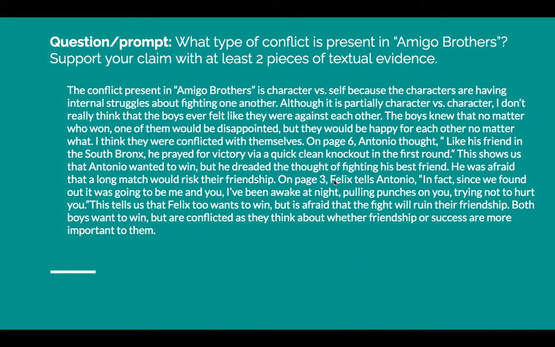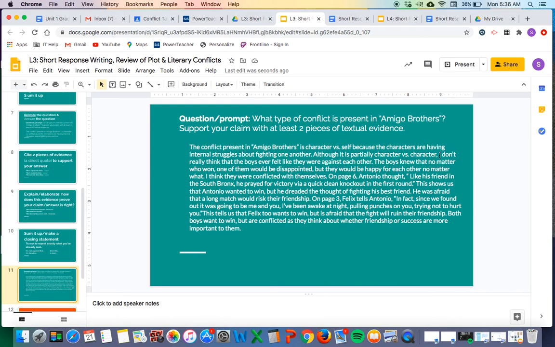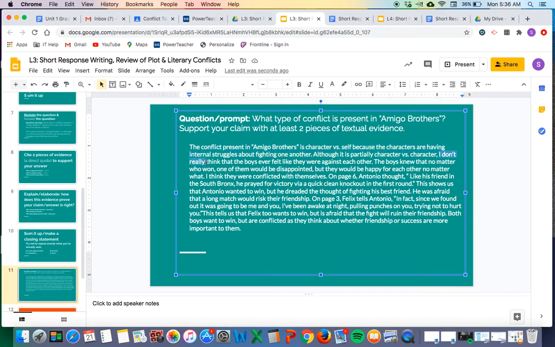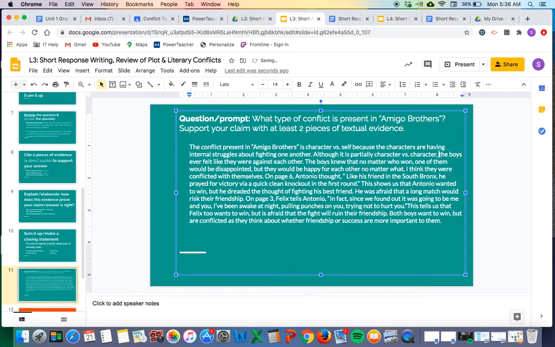This student and I will work on eliminating phrases like I don't think, because we don't really need to say I in our academic writing. But for the most part, this response already does the answering of the question, the citing, the explaining, and then citing and explaining again, right? We have the 2 quotes, the first one from page 6 and the second one from page 3. And then we also have this sum it up sentence. Both boys want to win but are conflicted as they think about whether friendship or success are more important to them. And this is a really beautiful sum it up phrase or sentence because it is distinct from the claim.